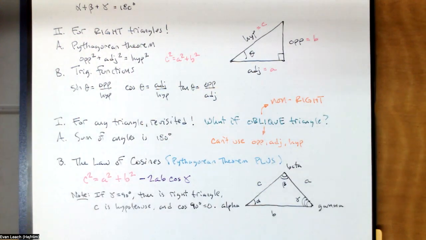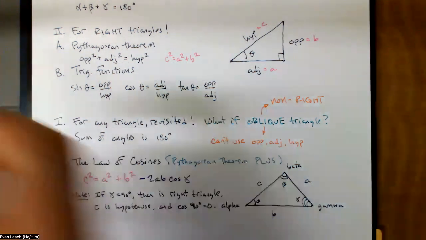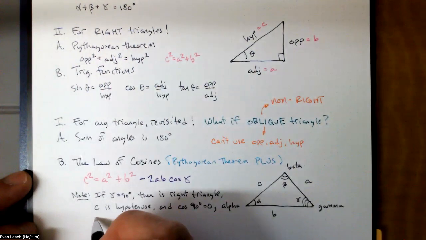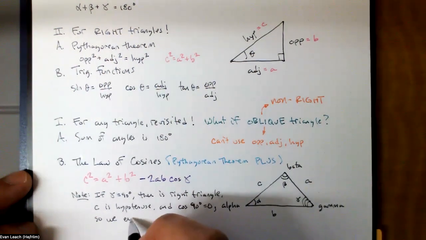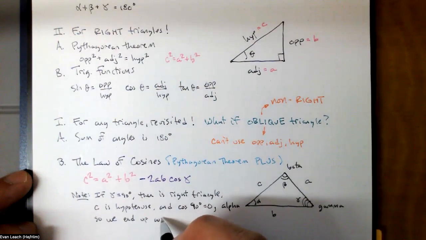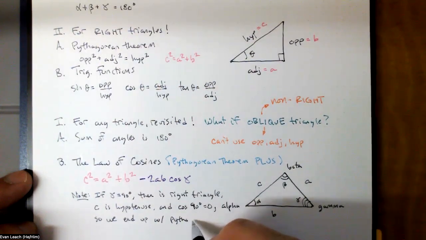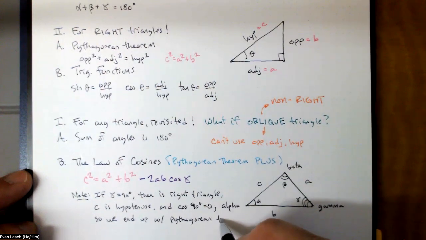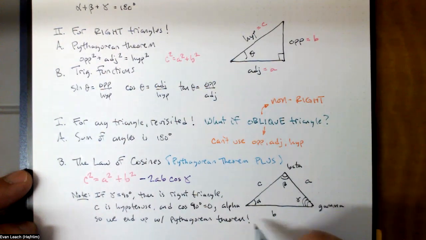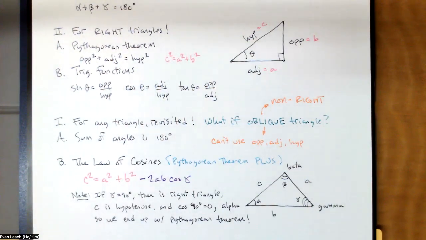If gamma equals 90 degrees, then this is a right triangle. C is the hypotenuse, and the cosine of 90 is 0. So we end up with the Pythagorean theorem. So the way we upgrade the Pythagorean theorem is to add that term, minus 2ab cosine gamma.